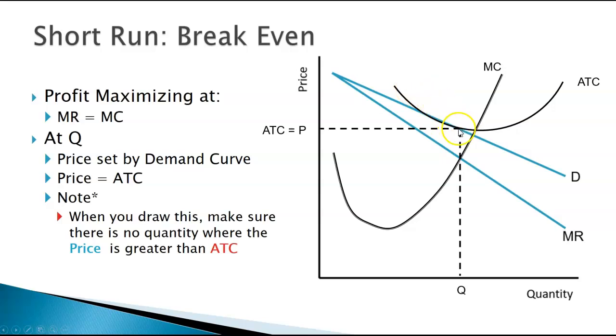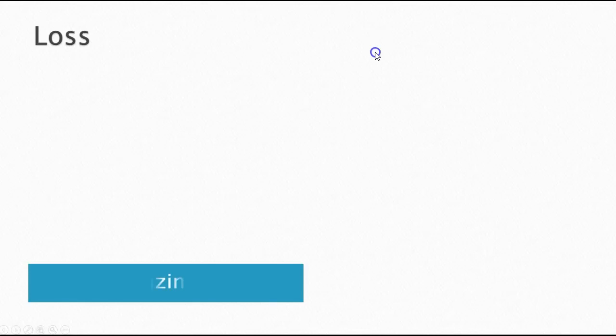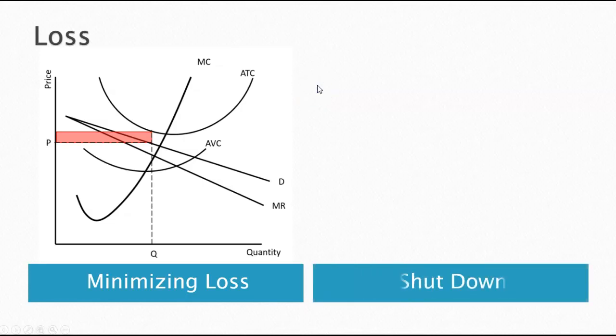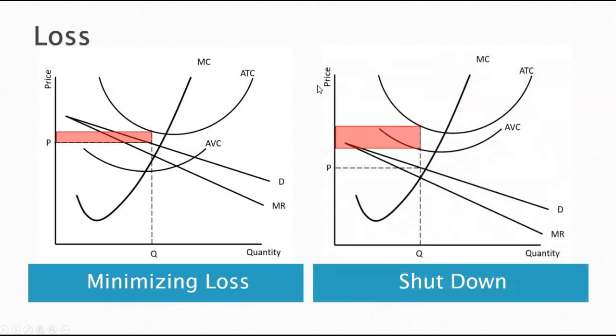But that way you know that that is a breaking even point, and there's no point where there is profit. This is a little iffy right there. Okay. As far as loss, there are two kinds, of course. Minimizing loss, which is at my profit maximizing output. My price is less than my ATC, but greater than my AVC. And shut down, which is where I am below my AVC. And so the area of loss is my total fixed cost.